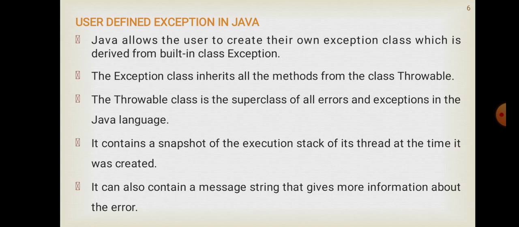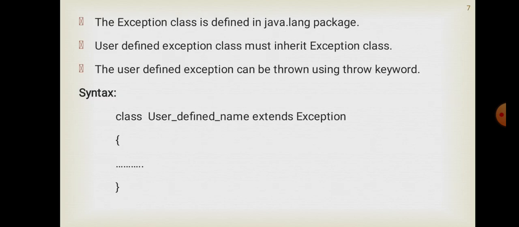The Throwable class is the superclass of all the errors and exceptions in the Java language. It contains a snapshot of the execution stack of its thread at the time it was created. It can also contain a message string that gives more information about the error. The exception class is defined in the java.lang package. A user-defined exception class must inherit the Exception class. A user-defined exception can be thrown using the throw keyword.